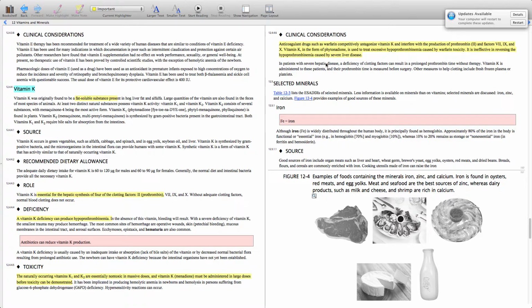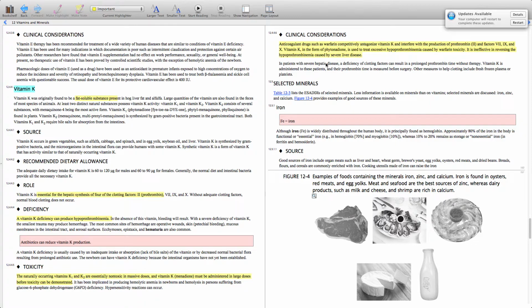Okay. Toxicity, essentially it's not toxic in massive doses. Vitamin K must be administered in large doses before toxicity can be demonstrated. But there is hypersensitivity to it. Anticoagulant drugs such as warfarin competitively antagonize vitamin K and interfere with the production of prothrombin 2 and factors 7, 9, and 10.